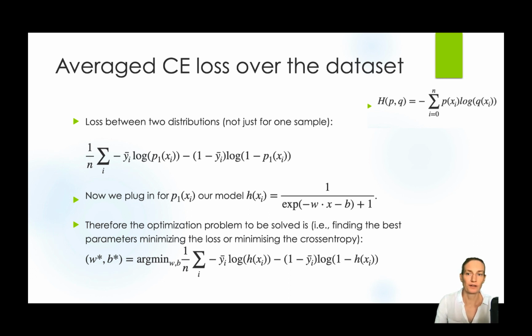We can look not just at one sample, because in the previous slide we looked at one xi, one sample, one data value. We actually need to look at the loss between the two distributions, the real distribution and the predicted distribution. So how do we look at the loss between two distributions? We need to average this over all occurrences.